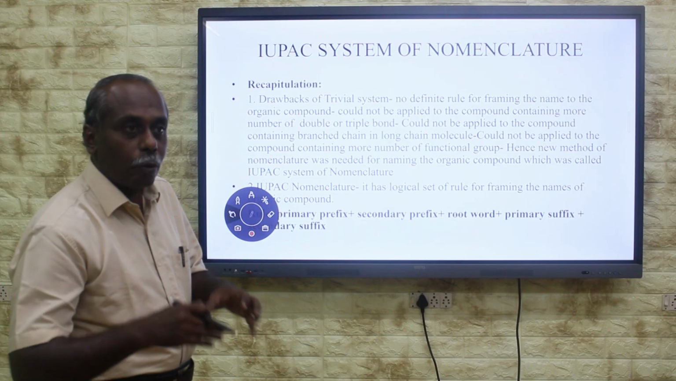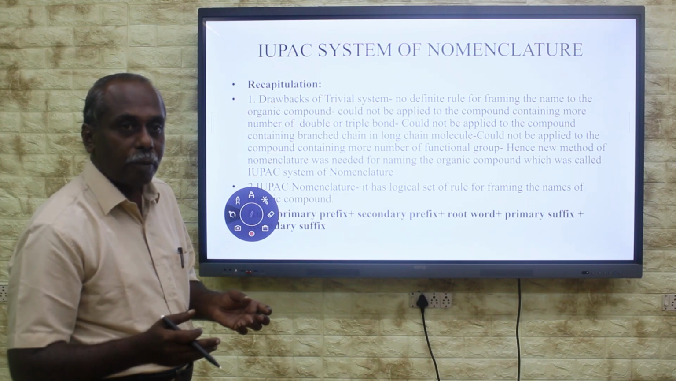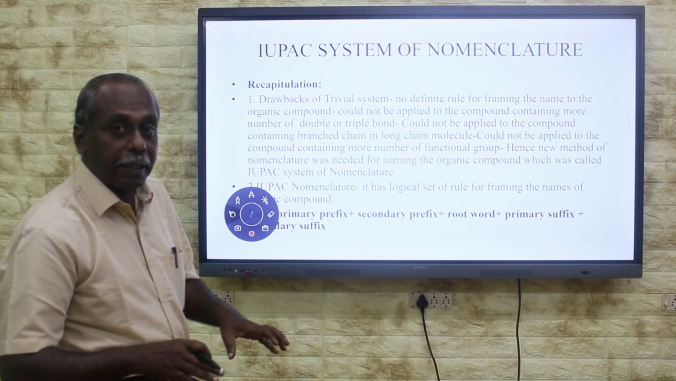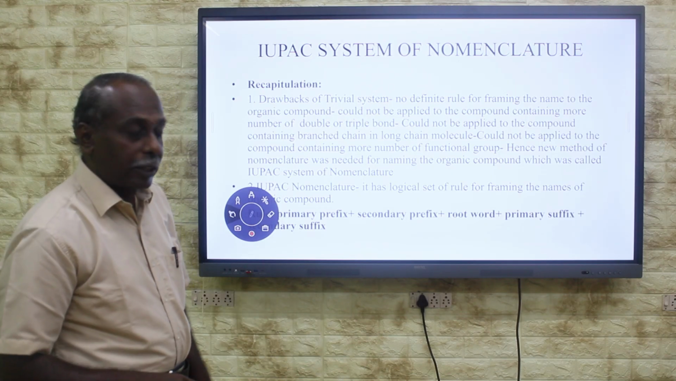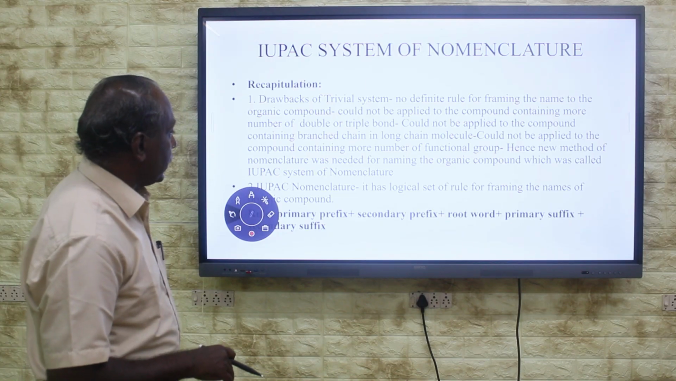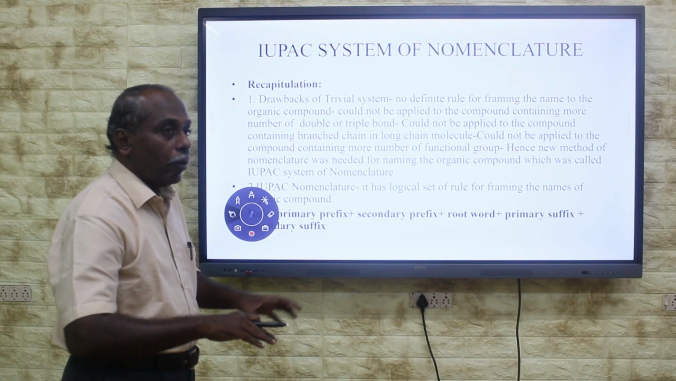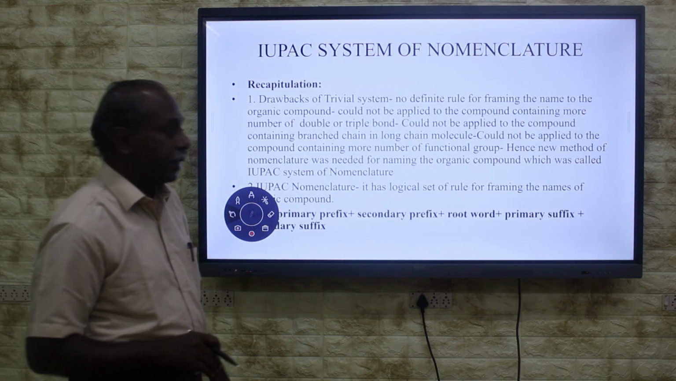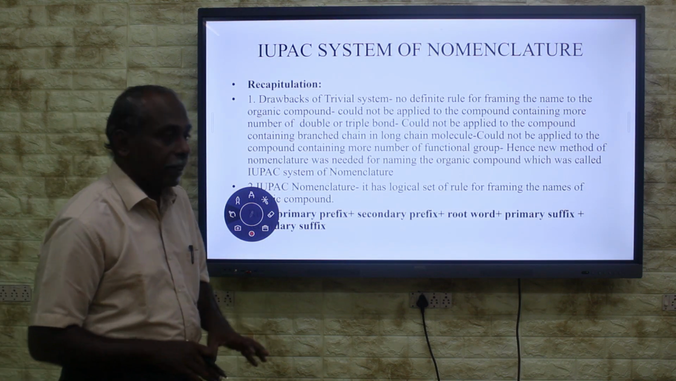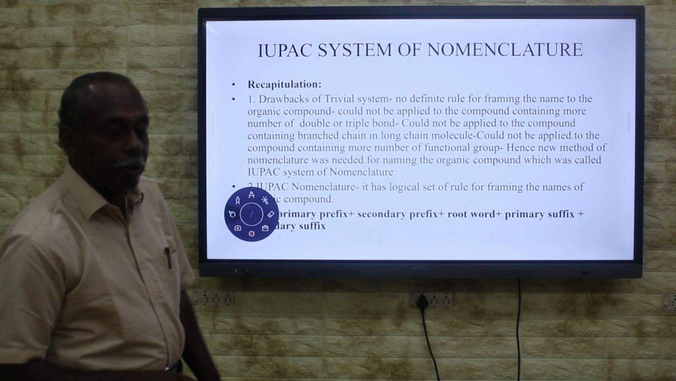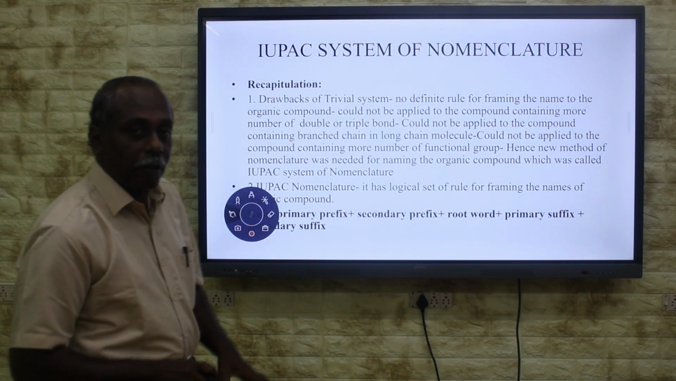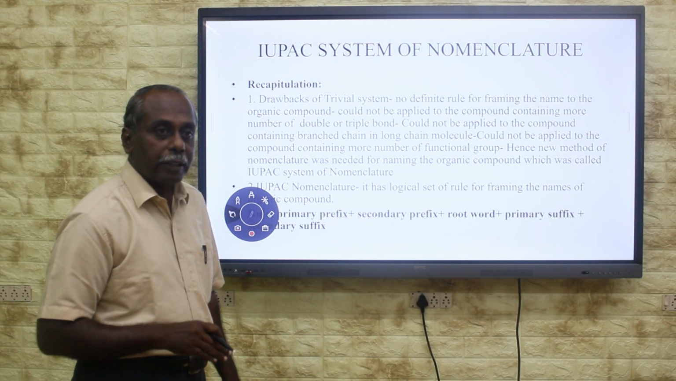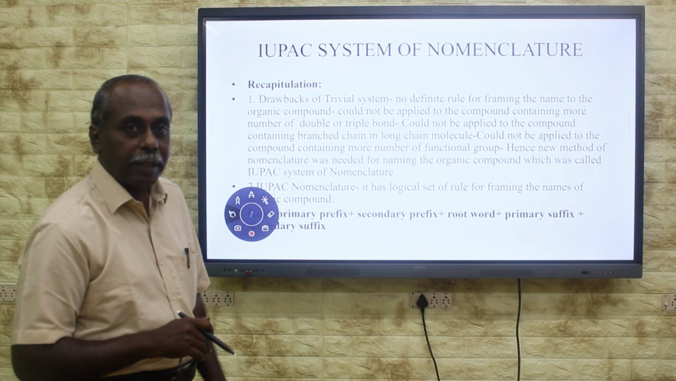And also, when two or more functional groups are present in the organic compound, we can't name it with the help of the trivial system of nomenclature. That is the lacuna in the trivial system. Then, in order to overcome the difficulty, a new method of nomenclature was needed for naming organic compounds, which is called the IUPAC system of nomenclature, International Union of Pure and Applied Chemistry.